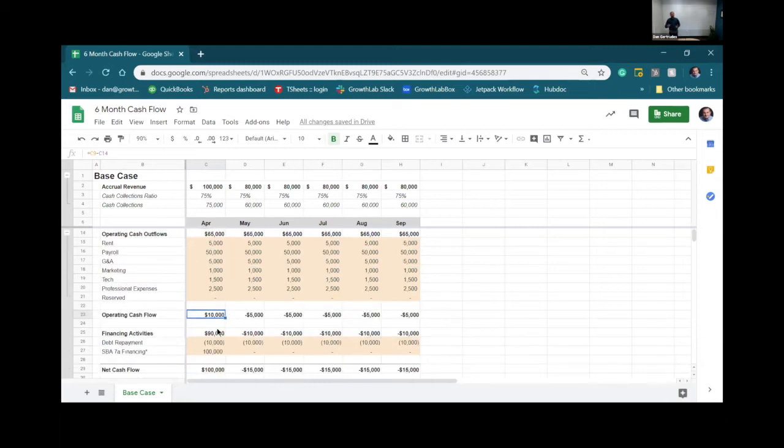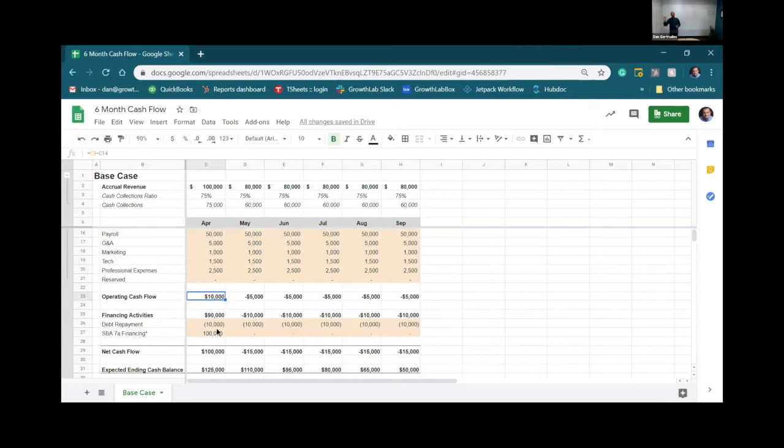However, we all know we've got debt payments, we've got other things. So in this case, we added another piece to this puzzle. We called it financing activities. So we all have debt repayments. In this case, we're assuming that we have $10,000 in principal and interest.